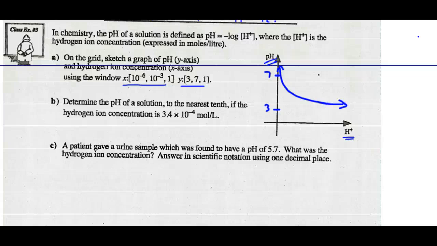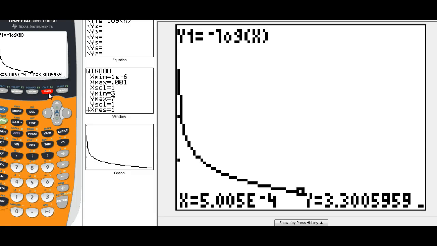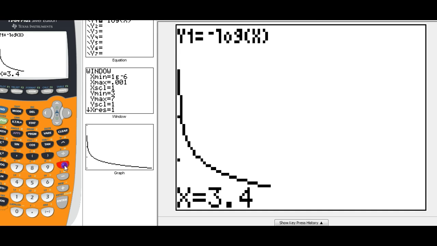Determine the pH of a solution to the nearest tenth if the hydrogen ion concentration is 3.4 times 10 to the negative 4 moles per liter. So that means on our calculator, we want to type in x as 3.4 times 10 to the negative 4 on our trace function and find the corresponding y value. So let's do that. So in your trace function, type in x is 3.4 times 10 to the exponent negative 4.